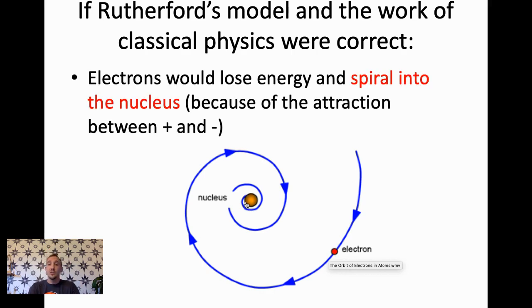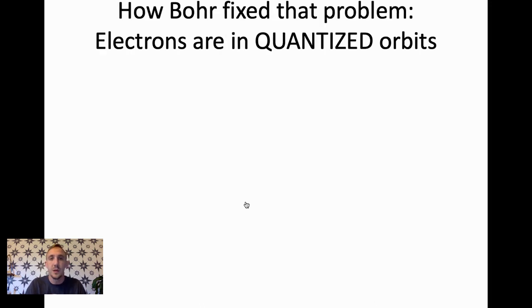Electrons would lose energy and spiral into the nucleus because of the attraction of the positives and the negatives. Just think of a magnet: if you have a positive side and I put a negative up to it, it's going to attract. If I put another positive to a positive, it's going to repel. These are just electromagnetic attractions. So how did Bohr fix this problem?